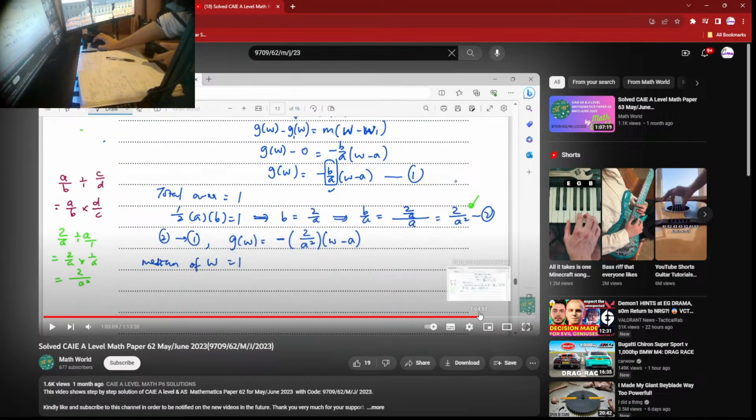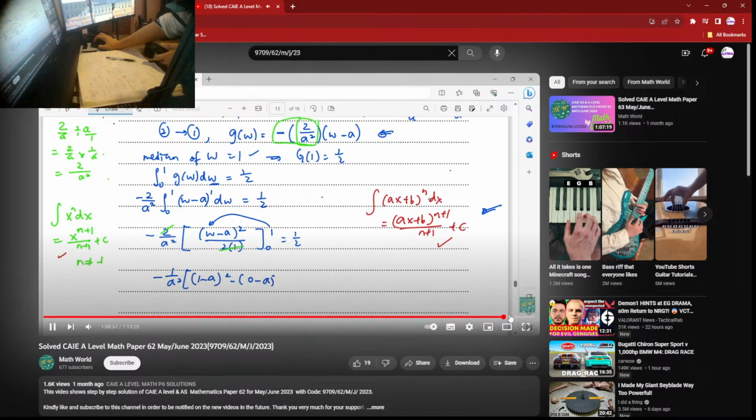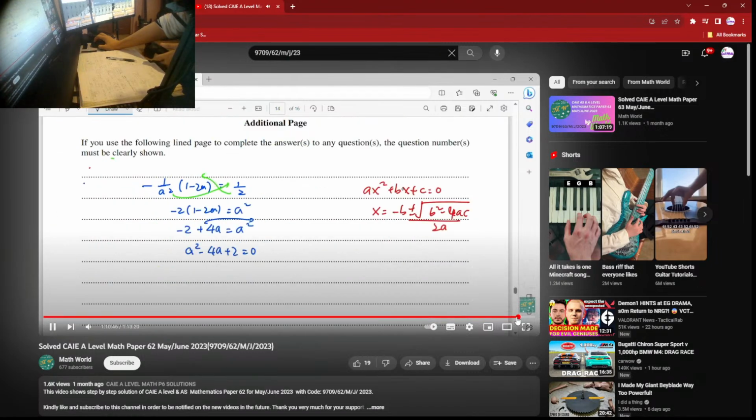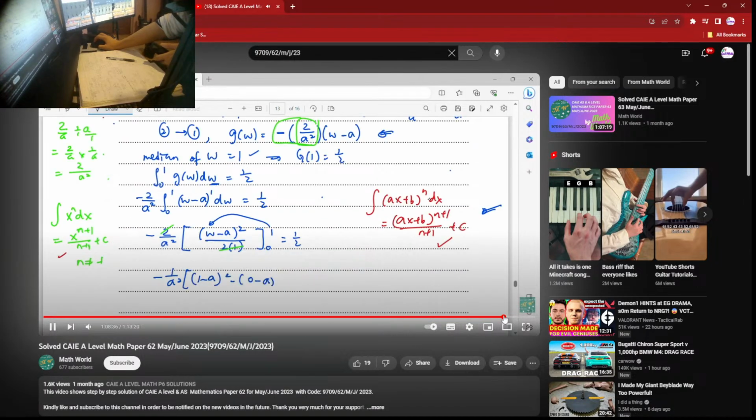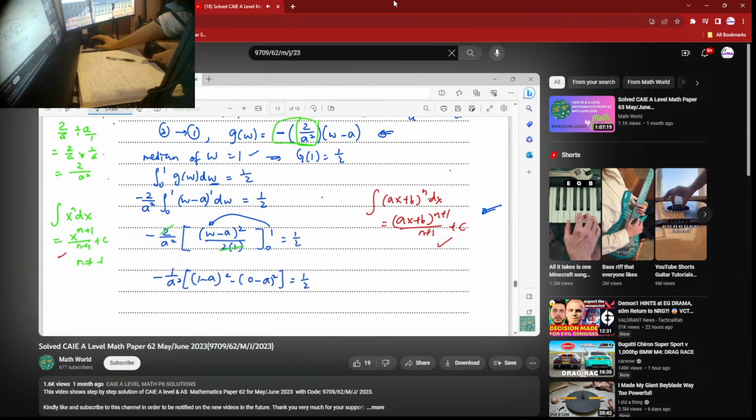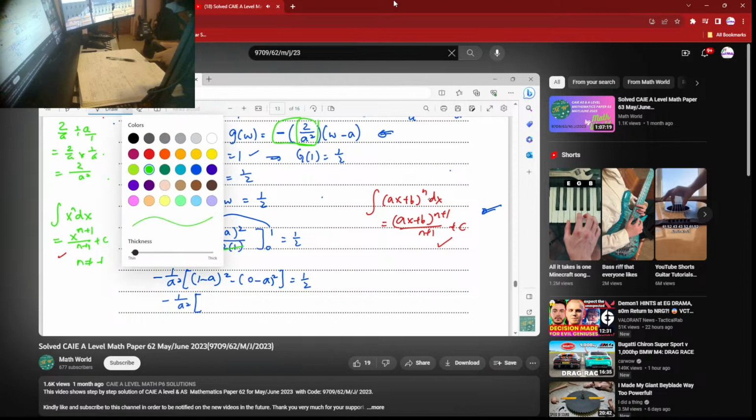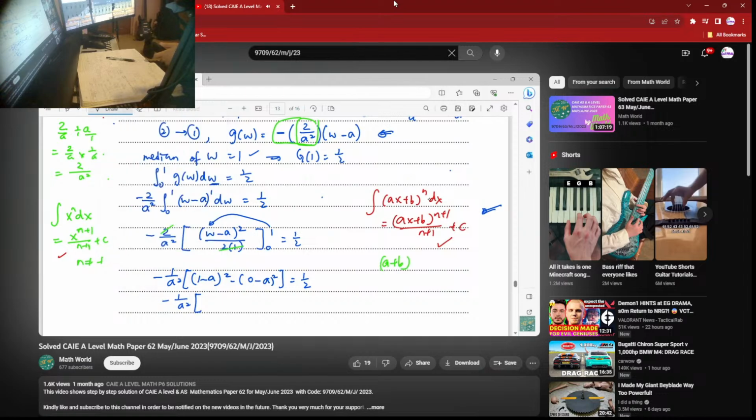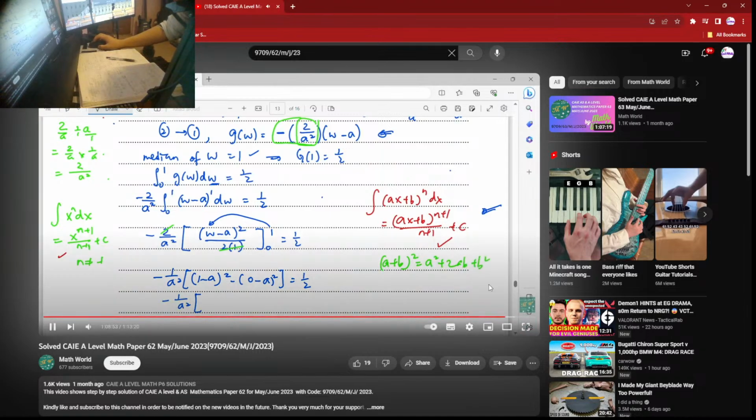Let's find a simpler one. Now my equals to half. Then -1/a squared, two expansion of the quadratic, then it will be a plus b squared equals to a squared plus 4ab plus b squared.